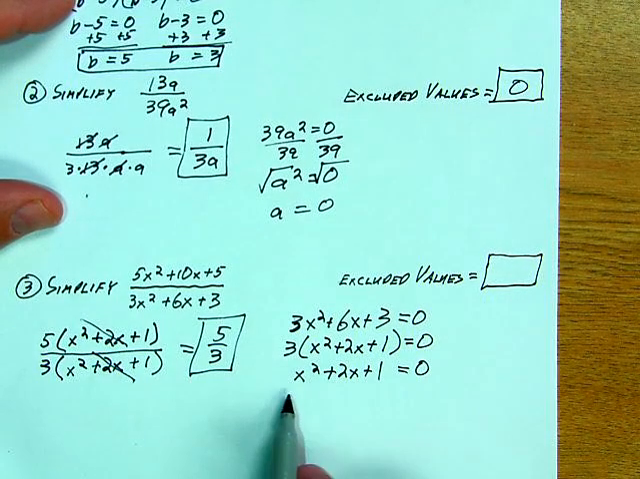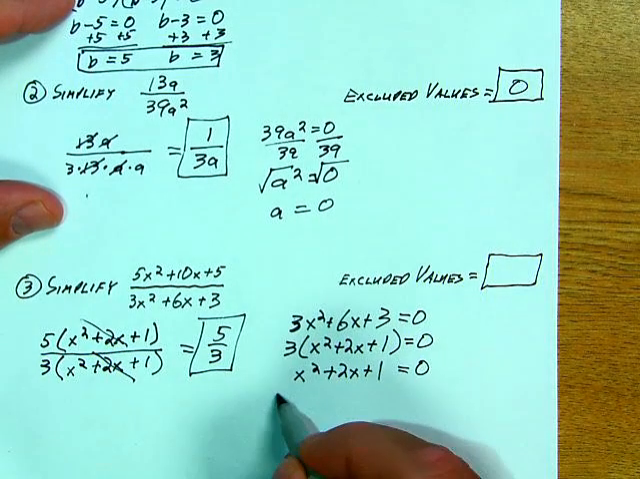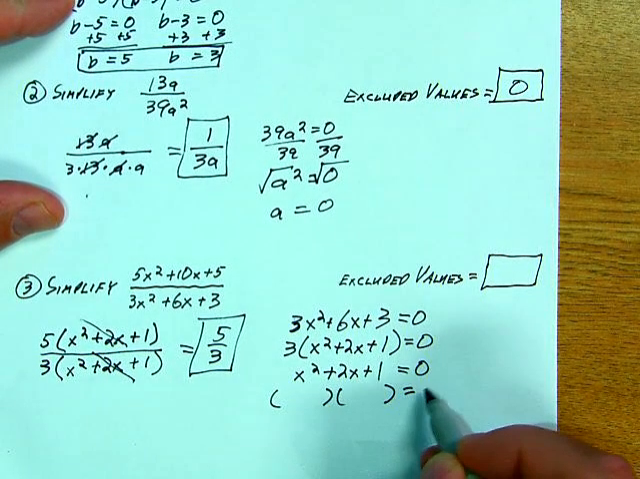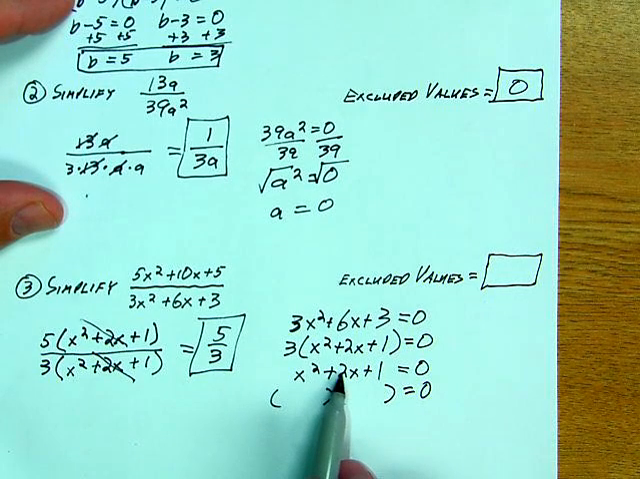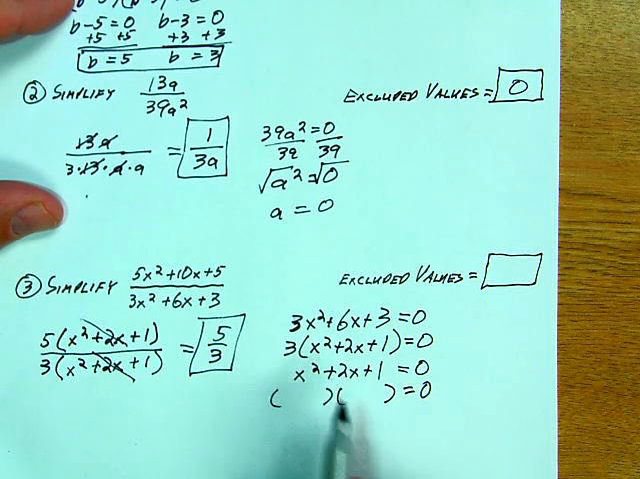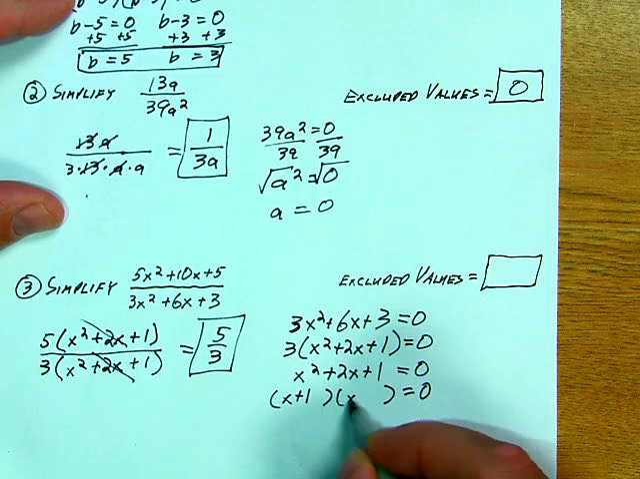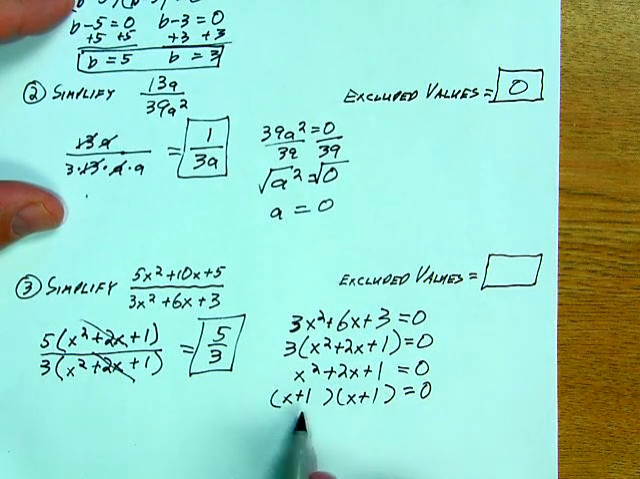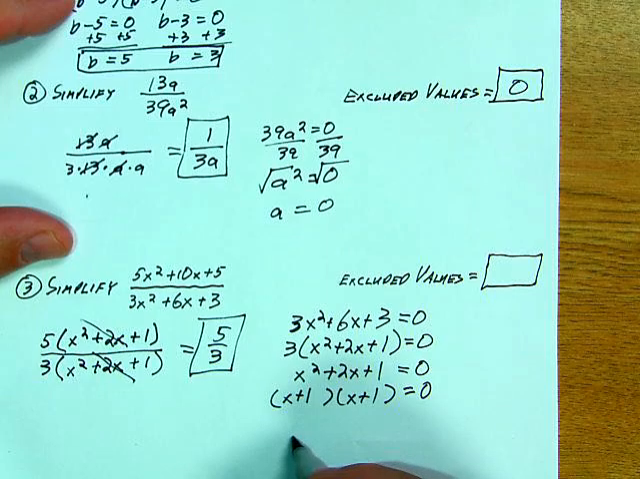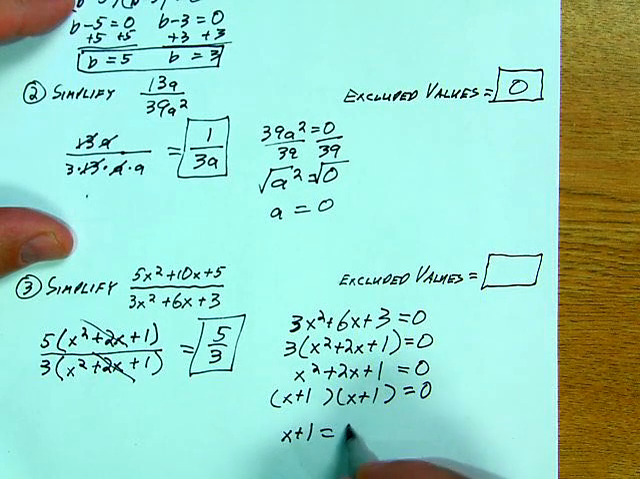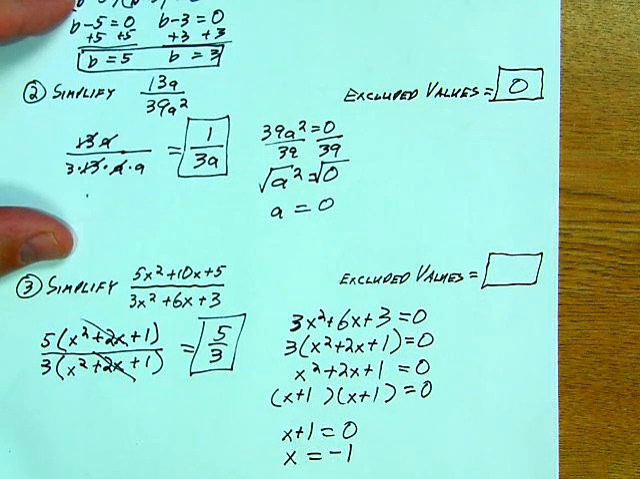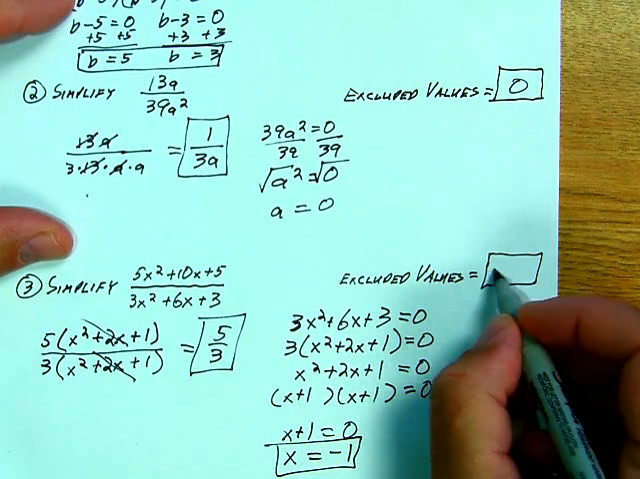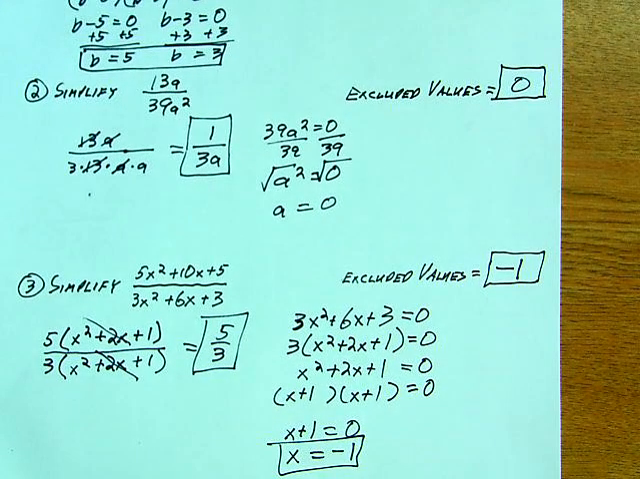Now, to find out what x is, I'm going to have to factor. And I am going to do the factor table in my head. I need two numbers that when multiplied together give me 1, and added together give me 2. That's kind of simple. 1 times 1 is 1. 1 plus 1 is 2. So this is x plus 1 times x plus 1. And since they're the same, they're going to get the same answer. I'm setting both of them equal to 0 and solving for x. x is equal to negative 1, and so the excluded value is negative 1. And that's the quiz.